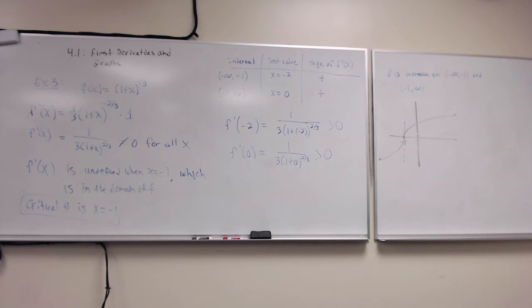Okay. Right? And vertical lines, they don't have slope, so that's why the derivative is undefined. Okay. So this function is always increasing. The only critical number was -1. And that was when the derivative was undefined, so we're getting that vertical tangent line there.